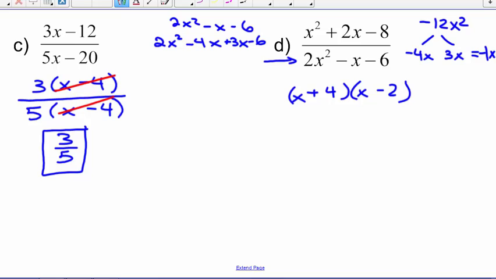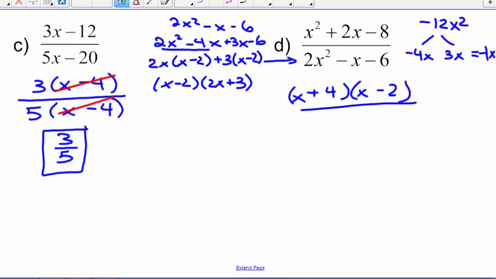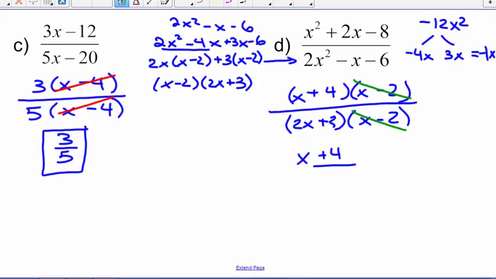At this point, I'm going to look at the first two terms. What can I pull out? A 2x. I have x minus 2 left. Second two terms, I can pull out a 3. I have x minus 2 left. X minus 2 is in both of them, so I pull it out, and I have x minus 2 times 2x plus 3. So that's what goes in the bottom. 2x plus 3 and x minus 2. So now in this case, because I'm multiplying two things on top, multiplying two things on the bottom here, oh, x minus 2 and x minus 2 will cancel out. I'm left with x plus 4 over 2x plus 3.